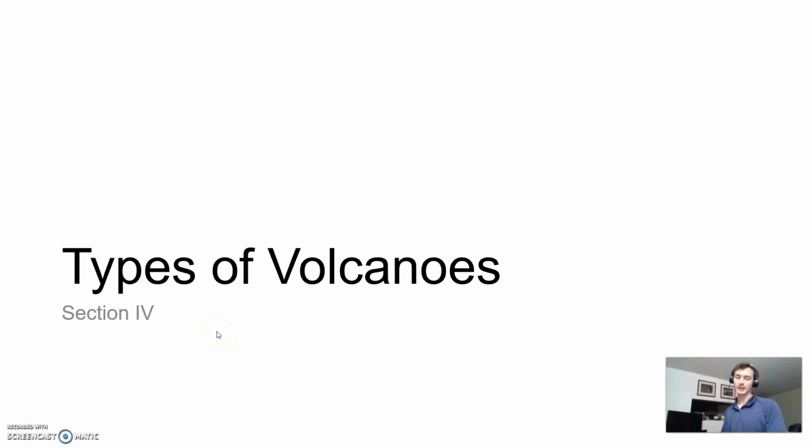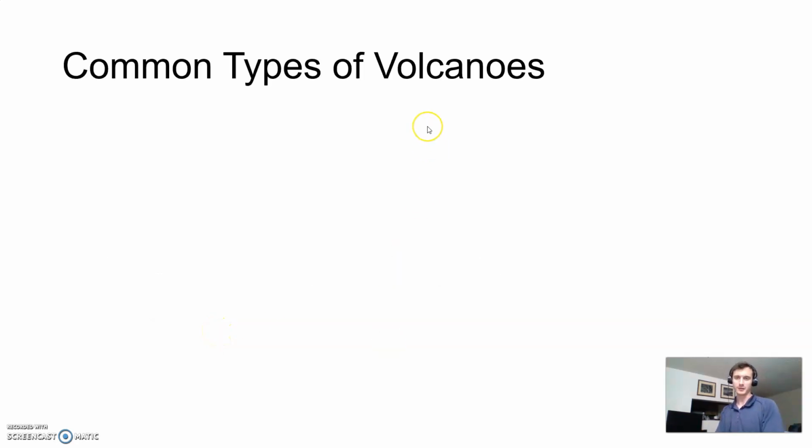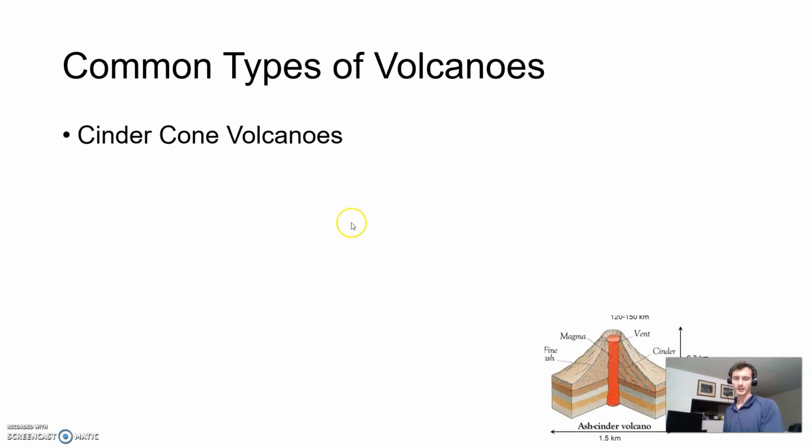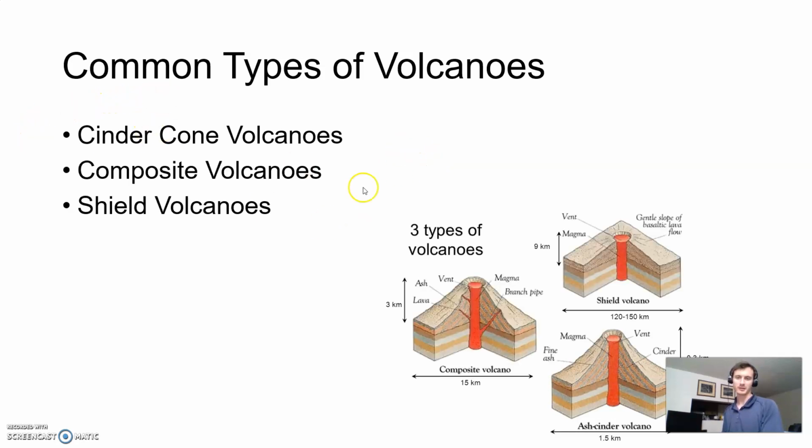Hello everybody. For our last section, we're going to talk about the types of volcanoes. So what are we going to be looking at? Cinder cones, composites, otherwise known as stratovolcanoes here, and shield volcanoes. There are other types. We are not going to get into those.